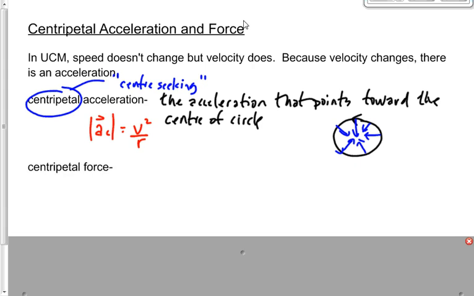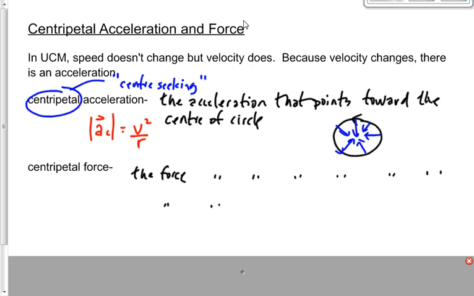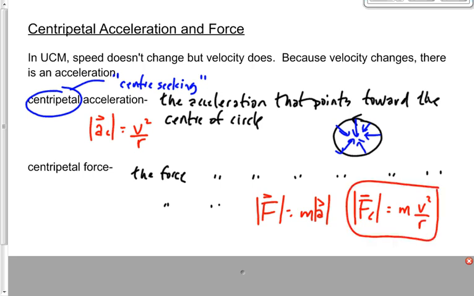If there's an acceleration, there's got to be a force. The centripetal force is the force that points toward the center of the circle. Right? F is equal to m times a. If there's an acceleration, there's got to be a force. In fact, we can use that equation, Newton's second law, to get the equation for centripetal force. If we replace a with the centripetal acceleration, then the centripetal force becomes m times v squared over r.